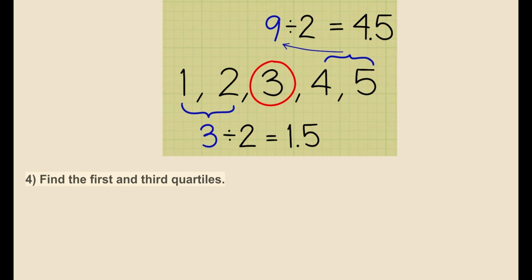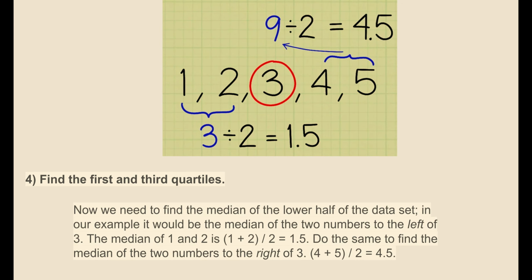Then on the right-hand side of the median, you have 4 and 5. We have to find the number that's right in between 4 and 5 to find quartile 3. So 4 plus 5 is 9, and 9 divided by 2 is 4.5. So now we have our lower quartile and our upper quartile: 1.5 as quartile 1 and 4.5 as quartile number 3. Now we have all 3 quartiles: first, second, and third, and we have how our data set is divided up.